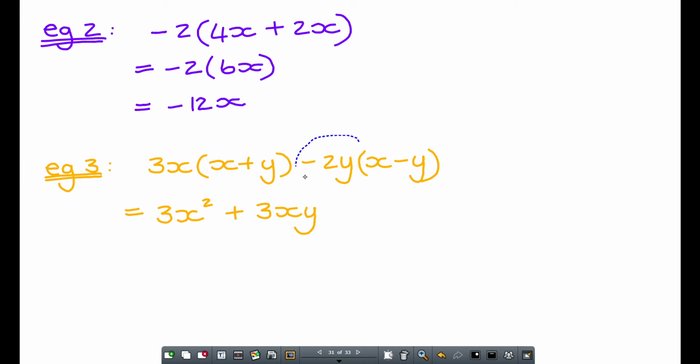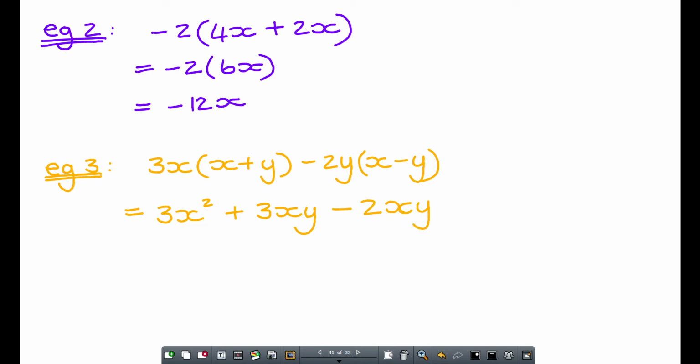Because this is written in front of the bracket, I have to multiply that into the bracket. And you will see that I do not just circle the 2y, I circle minus 2y because that sign is part of the 2y. Okay? So I'm going to say minus 2y times x and then minus 2y times minus y. Right, so minus 2y times x is going to give me minus 2xy.